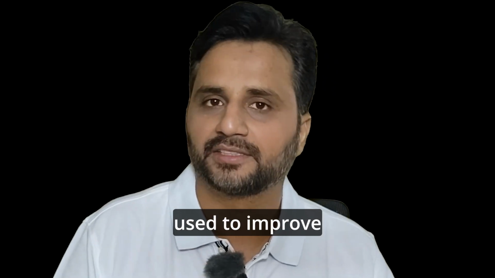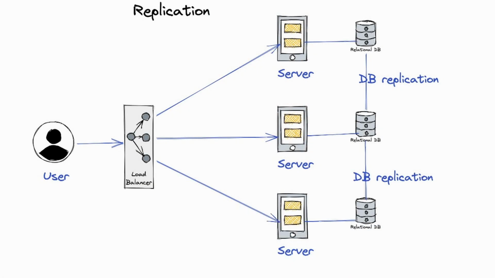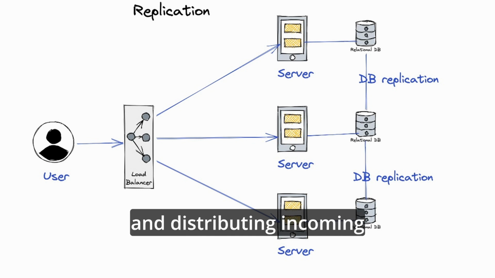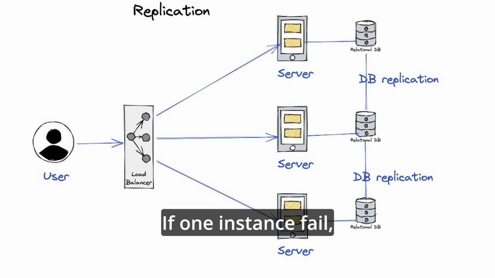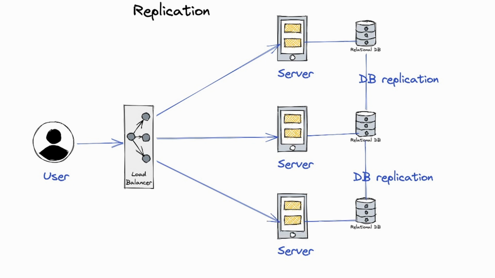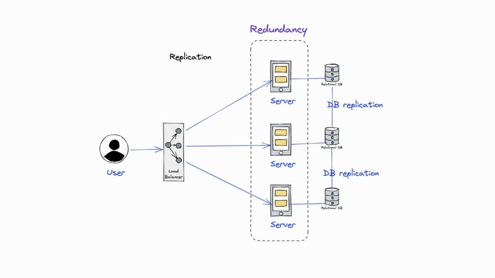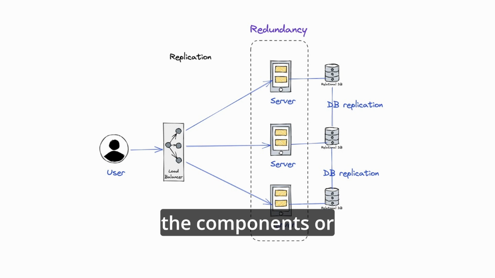Here are some tactics used to improve availability of a system. Replication. Now, this tactic involves creating multiple instances of the component or service and distributing incoming requests across them. If one instance fails, the request can be automatically redirected to the other instance, ensuring that the system remains available. This tactic will also improve performance by distributing the workload across different instances. Redundancy. This involves duplicating the components or services to help provide a backup in case of failure. Redundancy can also improve performance by allowing multiple components and services to handle requests in parallel.